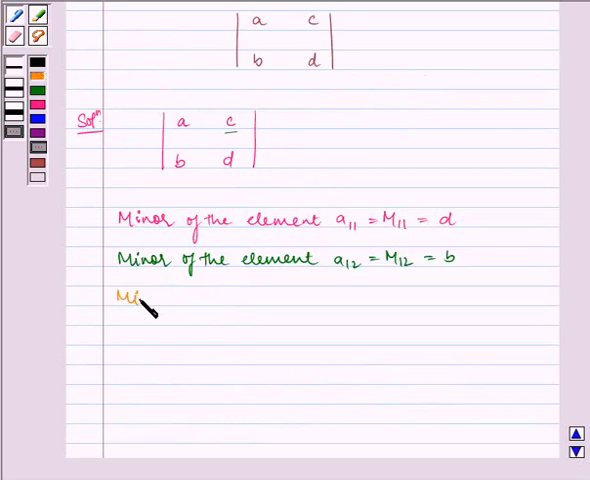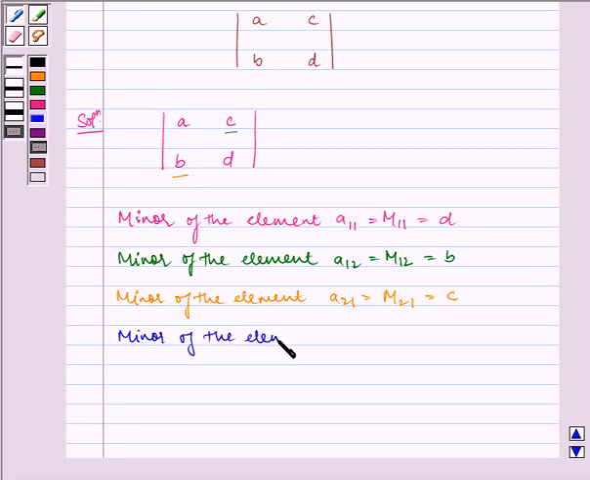Now, similarly, minor of the element A21, that is B, is equal to M21, which is equal to C. Now, minor of the element A22 is equal to M22, which is equal to A.